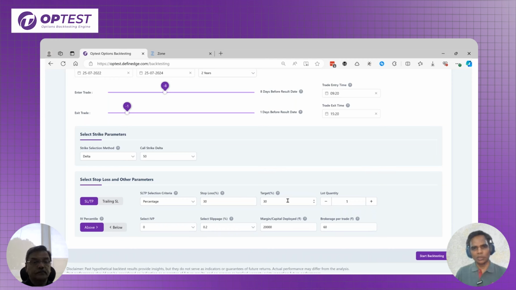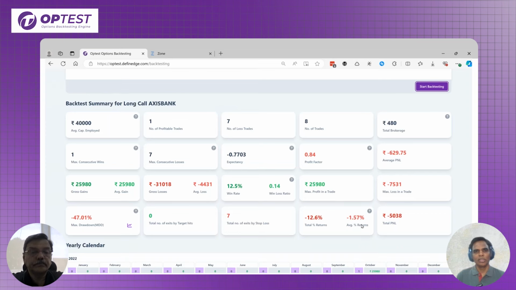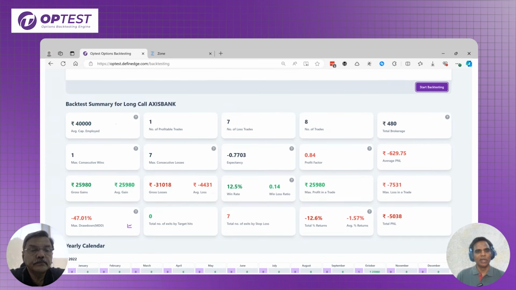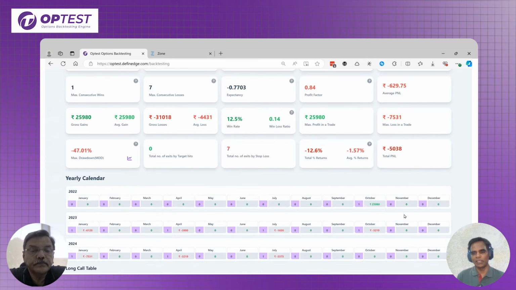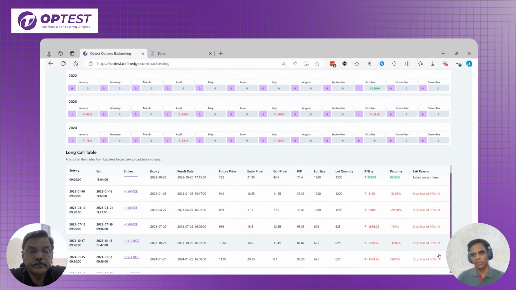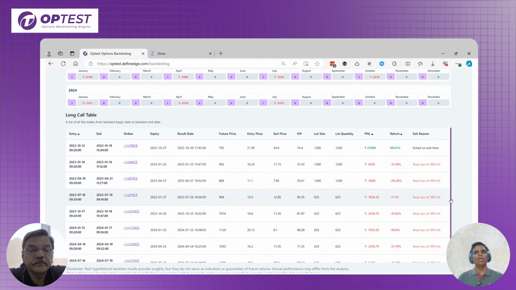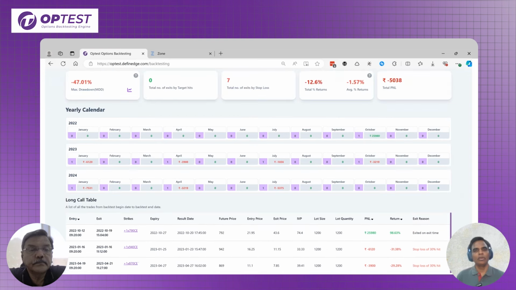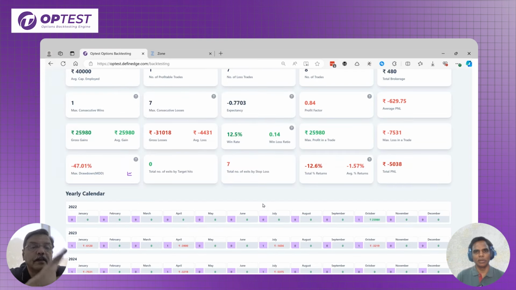We can keep a stop loss and no target criteria, stop loss of 30%, and the margin we can change to 40,000, just double the usual margin required. And then we check how it worked, for example, for Axis Bank. So here the win rate, it didn't work out well for Axis Bank. Every time it hit its stop loss. So maybe better to do some other strategy in this particular case.